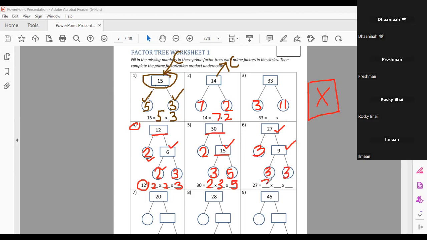3 times 3 times 3 is 27. We call these the perfect cube. You know what a cube is, right? It looks like a dice. Imagine this is 3 and this is 3 and this is 3. What's the volume? 3 times 3 times 3. Perfect cube, 27. Later you will learn this, but not now.